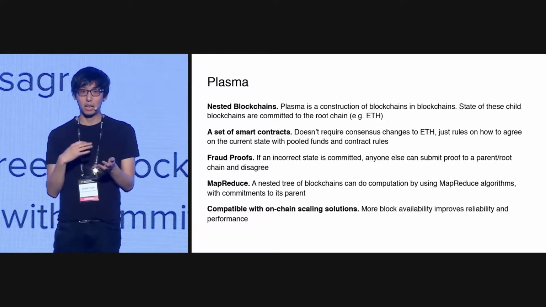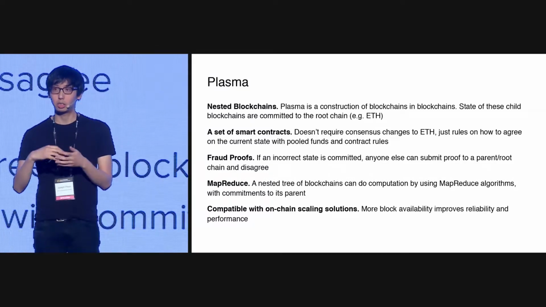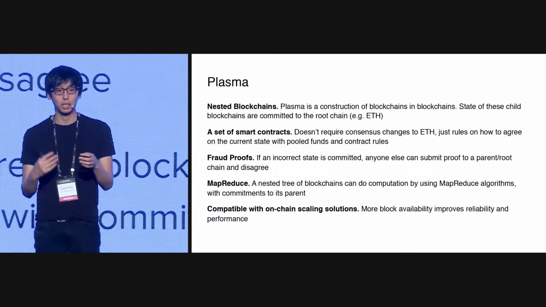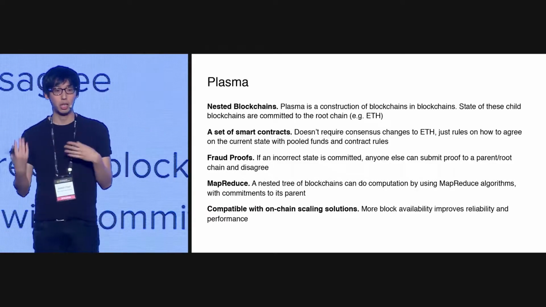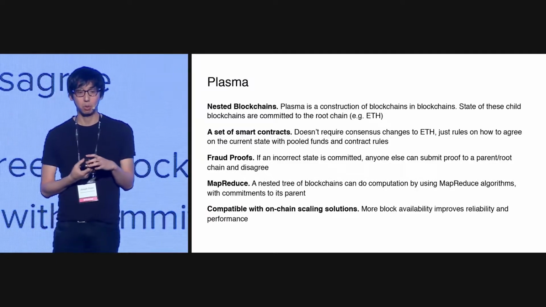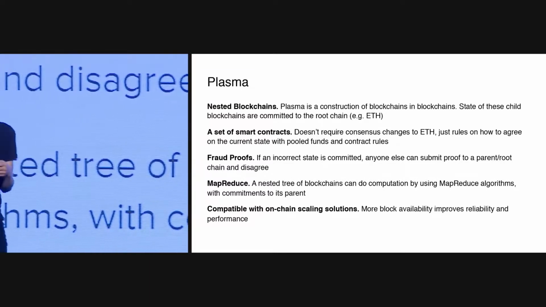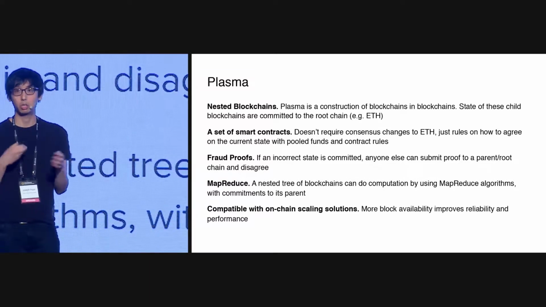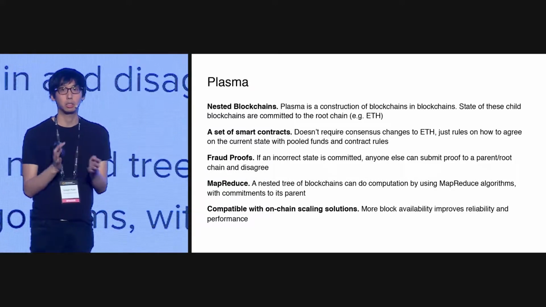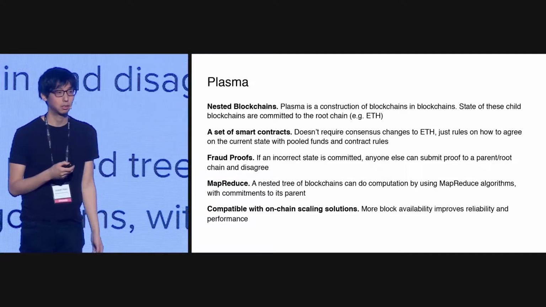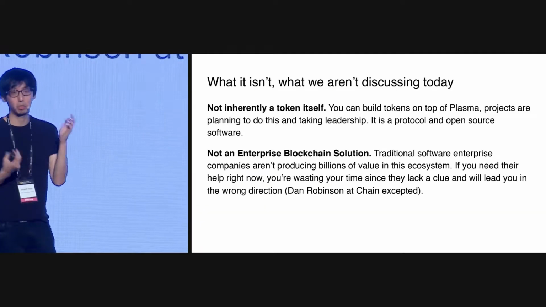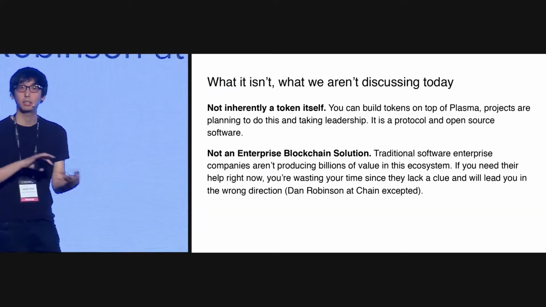And it works via fraud proofs, which are interactive processes around that. And you can do computation, and it's compatible with other on-chain scaling solutions. For example, there's current research with regards to sharding and state channels and things like that. You can build Lightning on top of this type of construction.